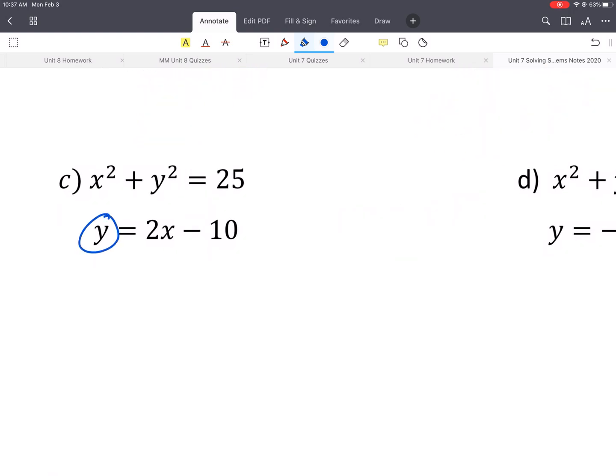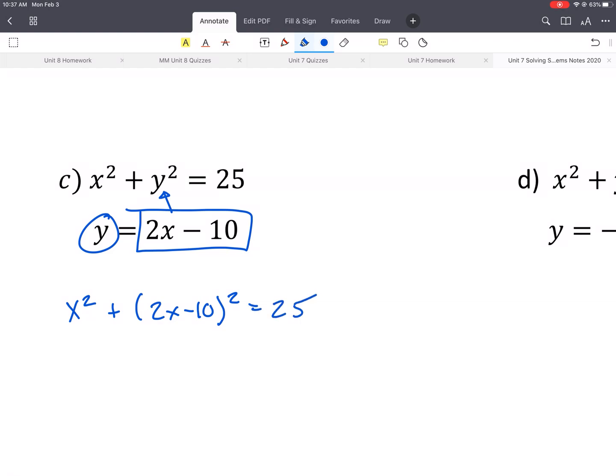So we have one equation solved for y, so we're going to substitute that in for y. So we'll have x squared plus (2x minus 10) squared equals 25. And just remember, exponents are just telling us how many times we're going to multiply what's underneath it by itself. So we're going to multiply 2x minus 10 by itself twice. You cannot distribute exponents like that.